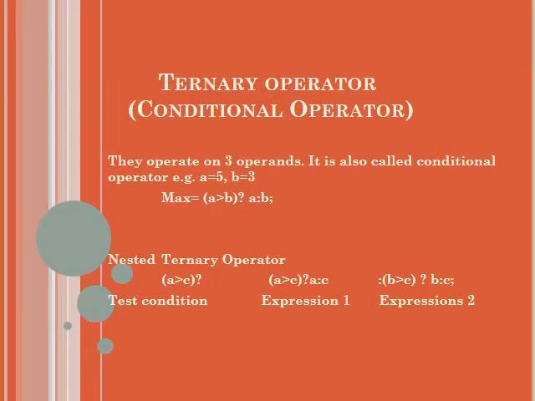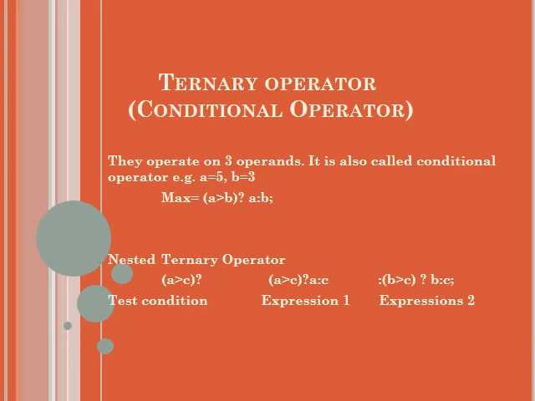Ternary operator is also known as conditional operator. They operate on 3 operands. This ternary operator works as an alternate of if else. Take one example, a equals 5 and b is equal to 3. max is equal to a greater than b question mark a or b.